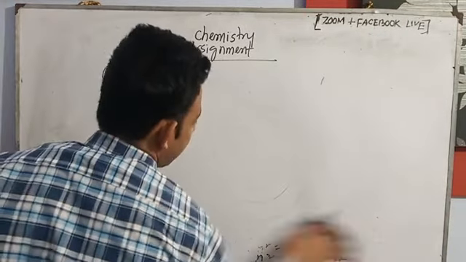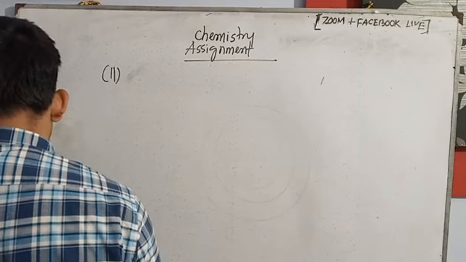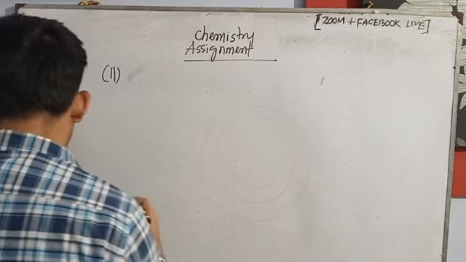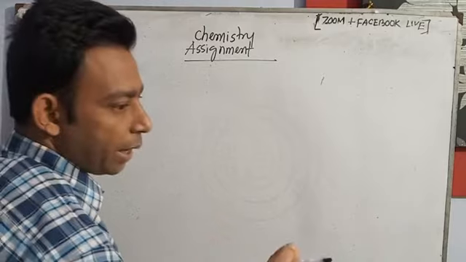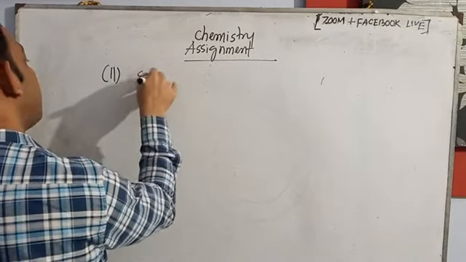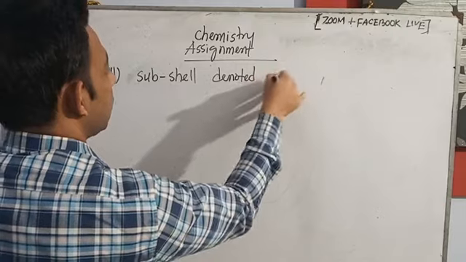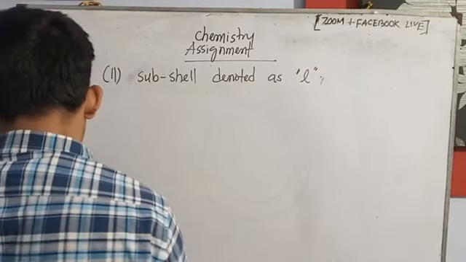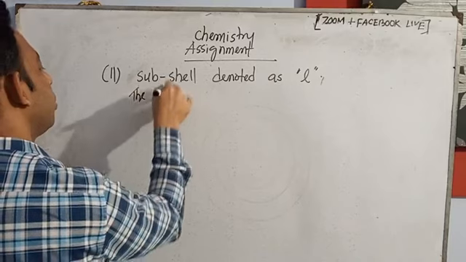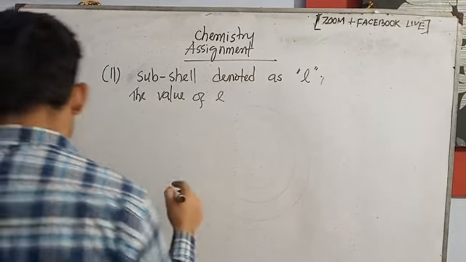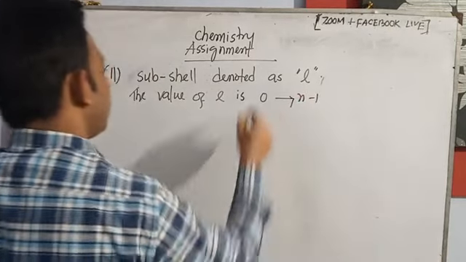Okay, you will write this way what I have written. Similarly you can go through them. And now the shell is denoted, expressed by small n, and the subshell is denoted as small l. The value of l, subshell, is 0 to n minus 1. Up to the formula, you can go through them.